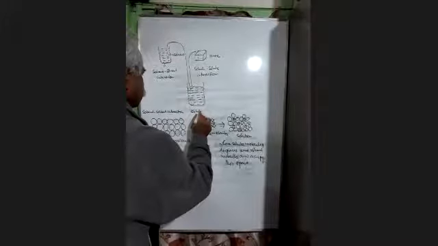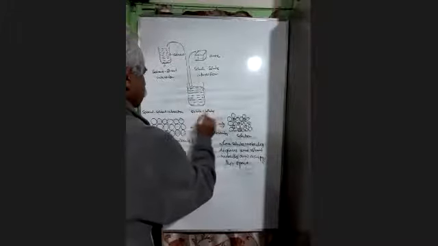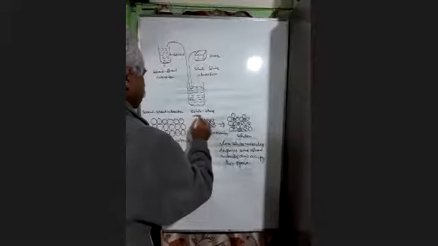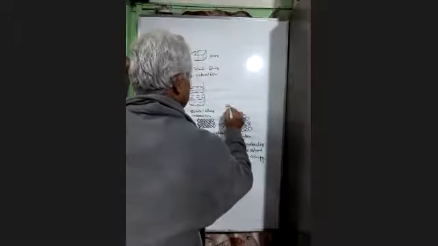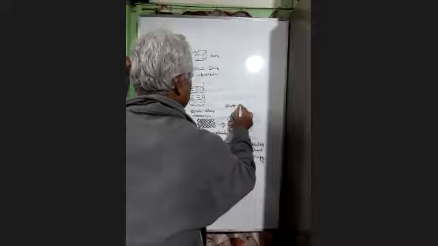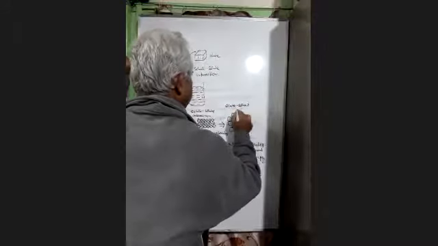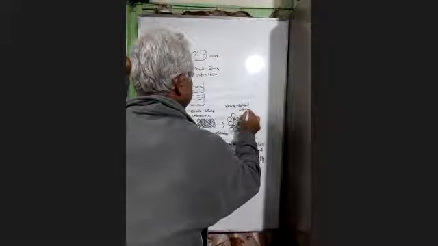Solvent interaction or attraction. How the solute molecules are being held? I've already written it here. Solute, solute interaction. Now a new interaction has developed. A new interaction. What is this? Solute, solvent interaction. That is the new interaction that you find develops in solution.